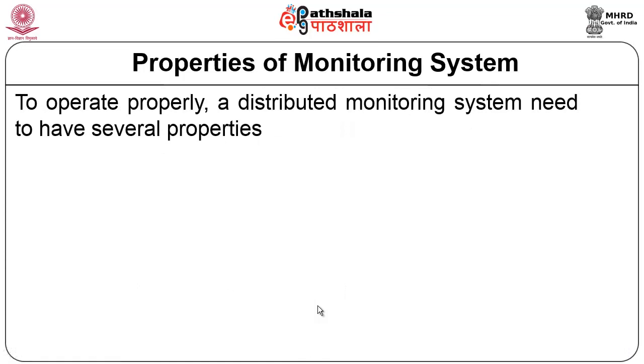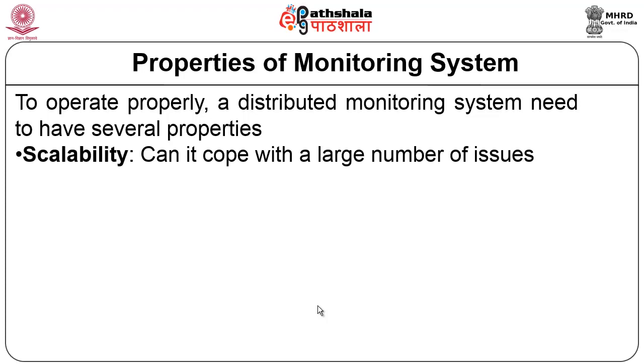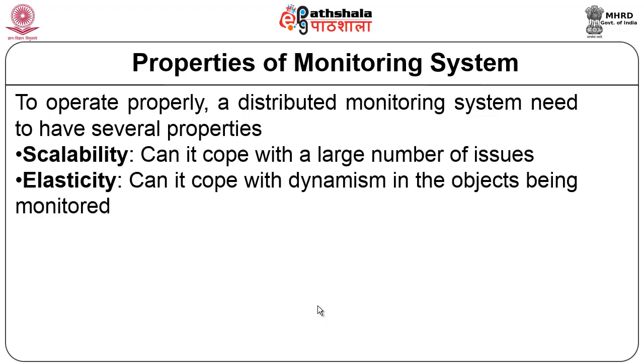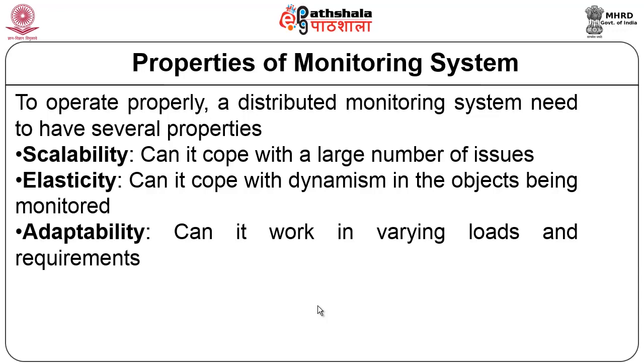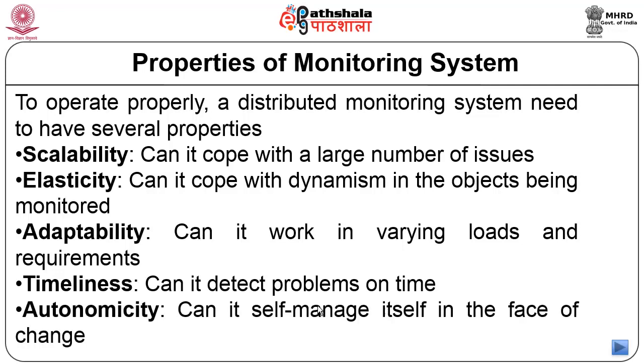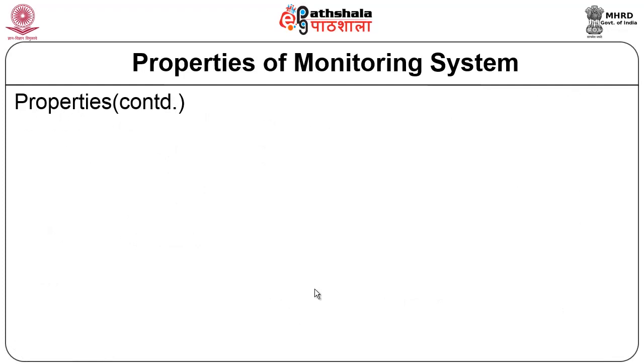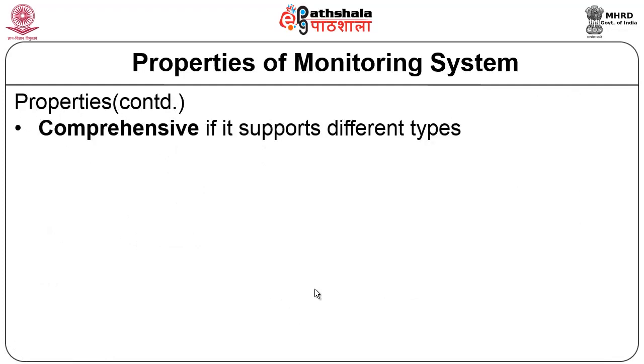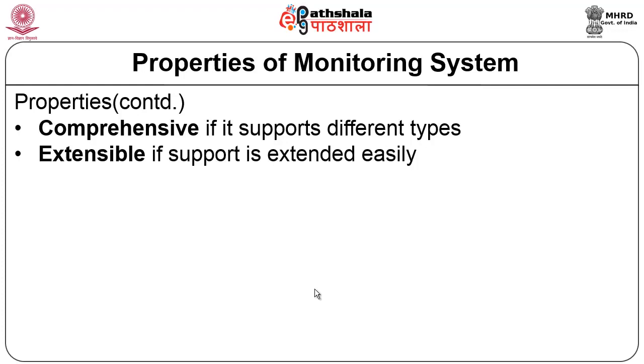So, what are the properties of a monitoring system to operate properly? It should be scalable, it should have elasticity, it should be adaptable to the kind of environment that is being monitored, and it should have timeliness. If it monitors and gives its result after 5 days, it really does not matter. So, it should have timeliness, and it should have autonomicity, so that it can take a decision and manage itself in case something goes wrong. It should be comprehensive, so that it supports all the possible types.